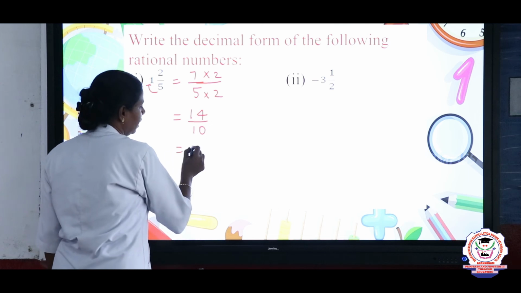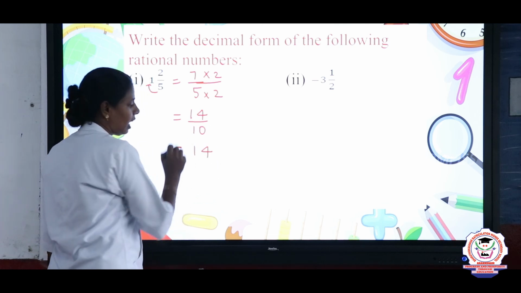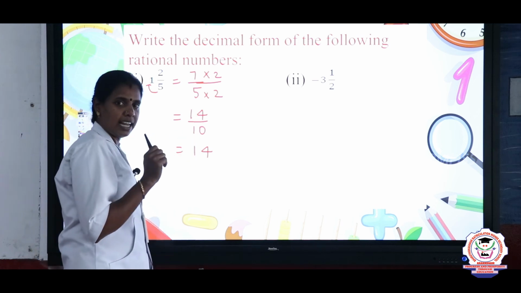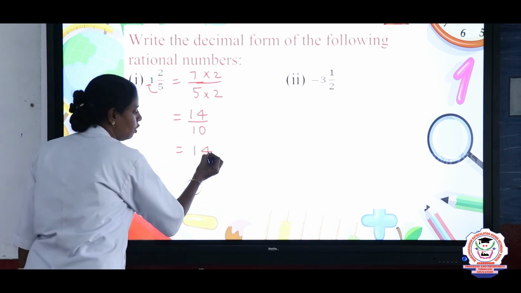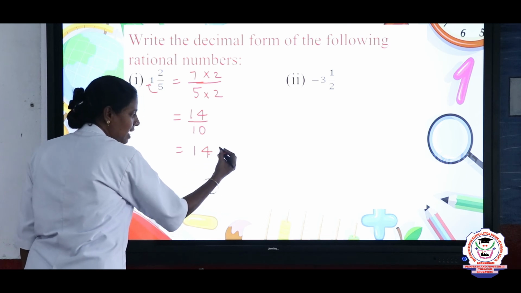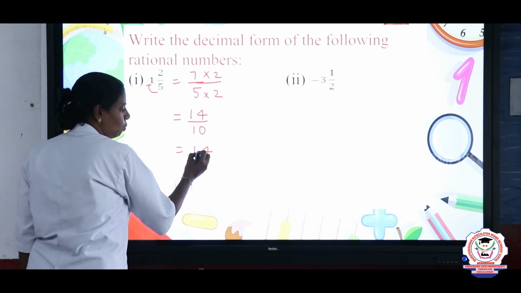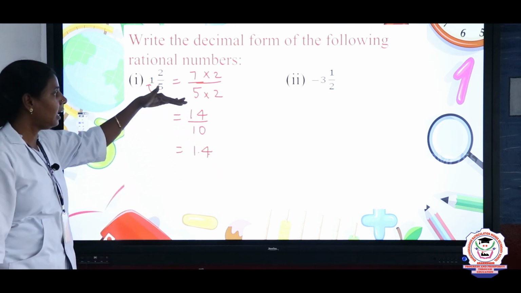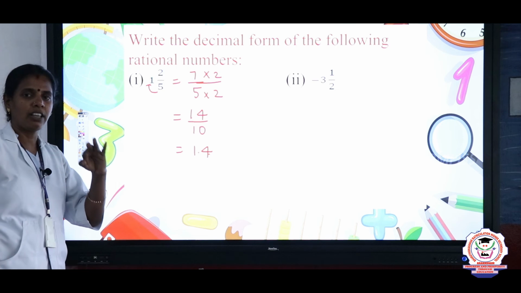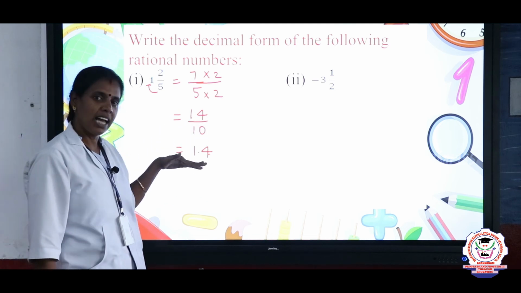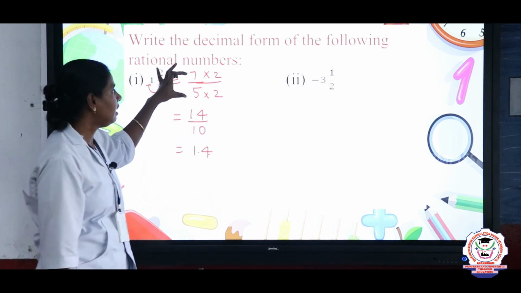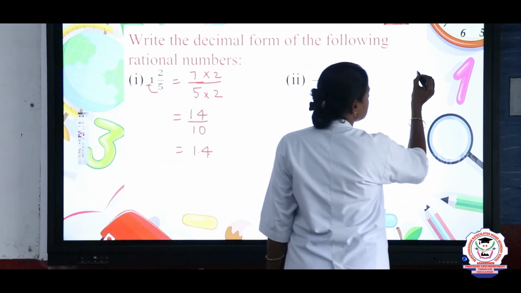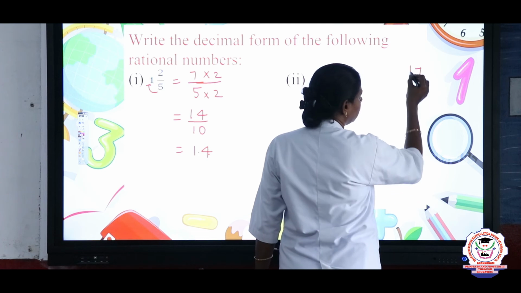Now we can write the numerator 14 as it is, and see the denominator. Denominator is 10 which has only 1 zero. So we can move only one place from the right side of the number. So keep a point: 1.4. So making the denominator 10, 100, 1000, we can convert to decimals, or else we can divide this 7 by 5 directly in the normal division. See, I will teach you that method too.